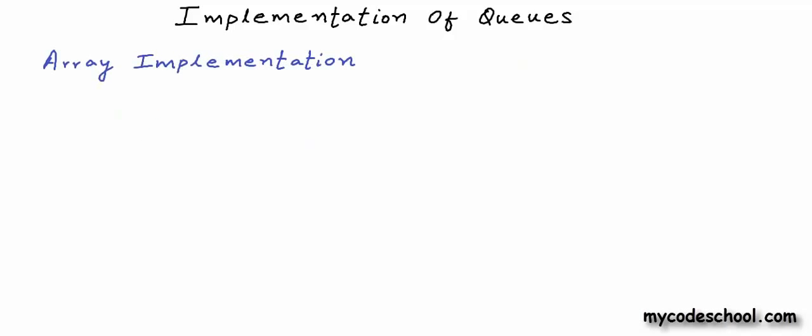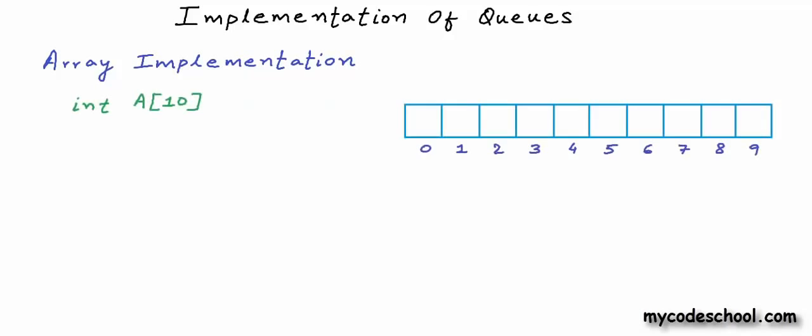Let's say we want to create a queue of integers. What we can do is first create an array of integers. I have created an array of 10 integers here. I have named this array A. Now I'm going to use this array to store my queue. What I'm going to say is that at any point, some part of the array starting at an index marked as front till an index marked as rear will be my queue.